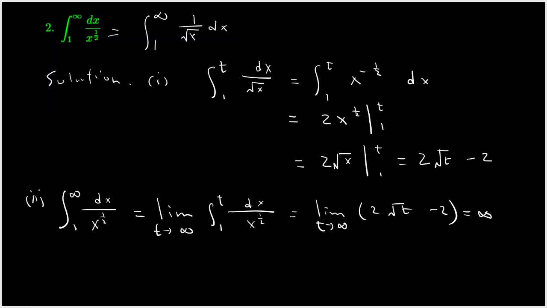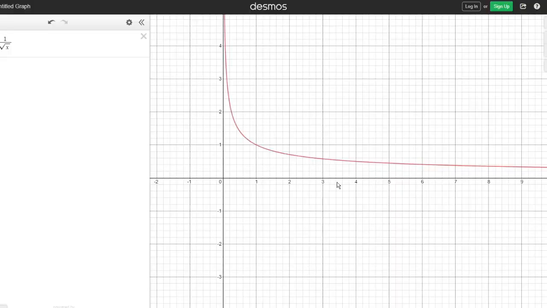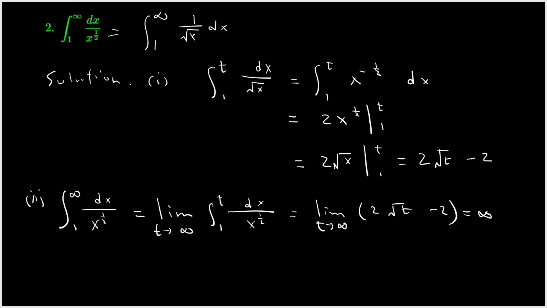This case is completely different from question 1. This means the area under the graph of 1 over square root of x is not finite, it's infinity. So the area under the graph of 1 over square root of x, from 1 to infinity, is not finite, it's infinity, according to our calculation. Okay.